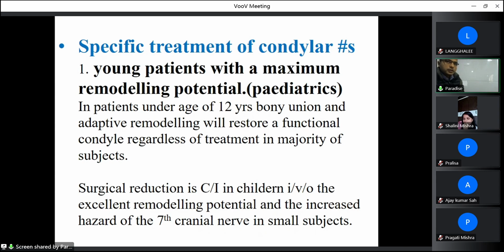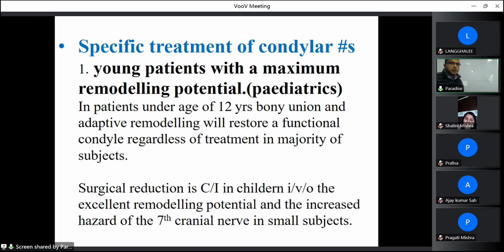So if, due to any reason, you can't do the surgery, then you have to do non-surgical treatment. If the patient is a young patient with maximum remodeling potential, or a pediatric patient less than 12 years, then you don't have to do surgery, just advise mouth opening exercise. But if you tell the parents or a pediatric patient who is less than 5 years old to do mouth opening exercise, they will not do it because they don't understand. So you get an instrument like Heister's or something, or you have to advise the patient to open the mouth forcefully, because once the condyle is fractured, it is a painful condition.